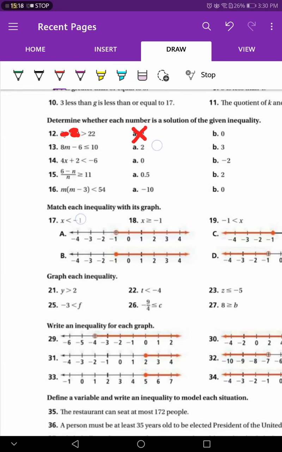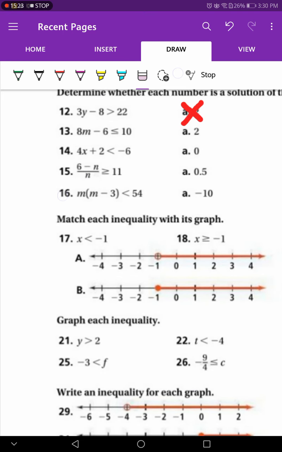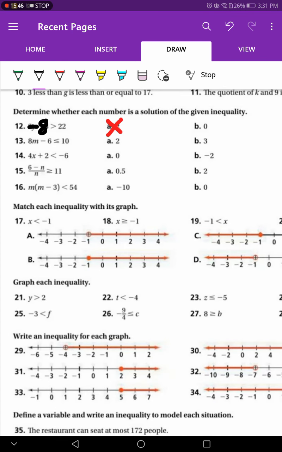Let us move to the 0. Okay, 3 multiplied by 0 equals 0. Here I put 0 instead of the y. 0 minus 8 equals -8. -8 is not greater than 22, so it is wrong. 0 is not the solution. You say it like this.